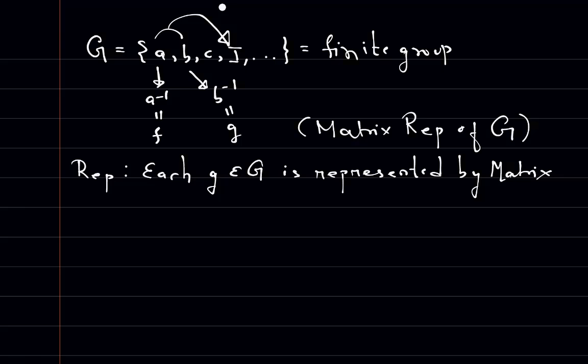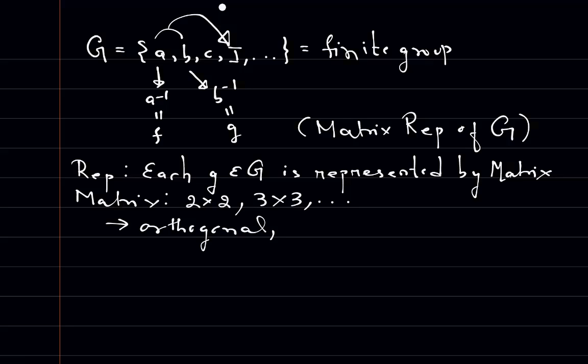Well, what kind of matrix? Well, the matrix can be anything. As I said, we can use 2 cross 2 matrix. We can use 3 cross 3 matrices, and so on. The matrices that we use, they can be orthogonal matrices, they can be unitary, etc.